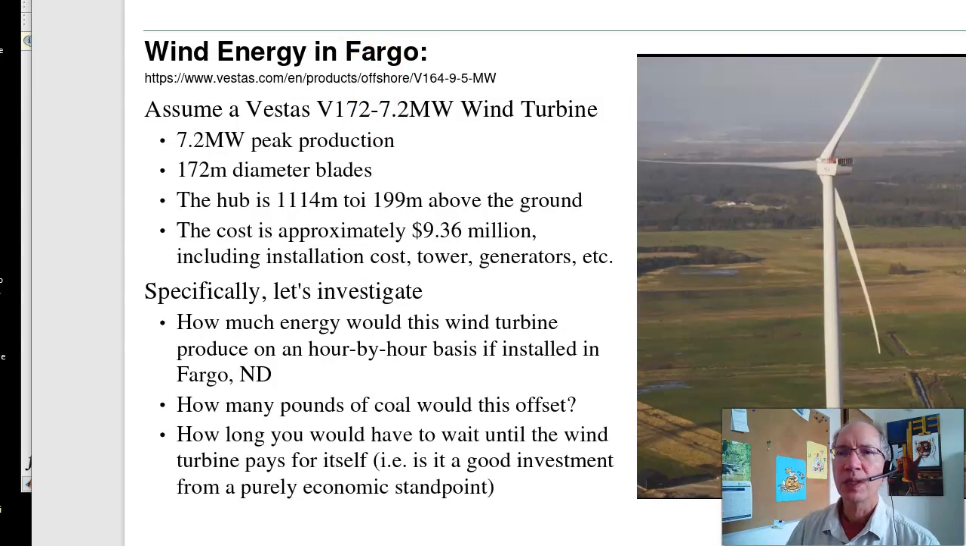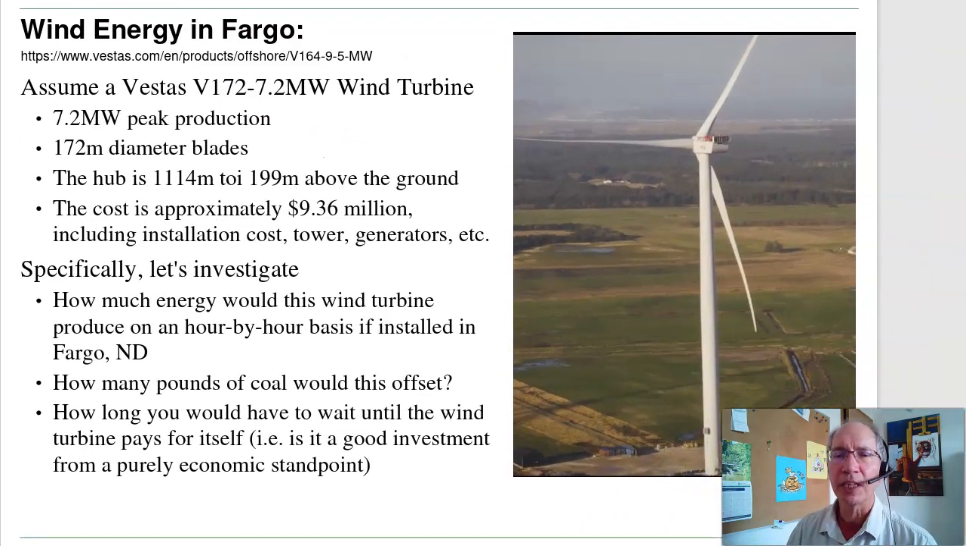So let's pick a wind turbine. This is one of the largest wind turbines you can buy today. It's a Vestas 7.2 megawatt wind turbine. It produces 7.2 megawatts of electricity at peak production. The blade is 172 meters diameter. It's bigger than a football field, almost 2 football fields. The hub is 114 to 199 meters above the ground.